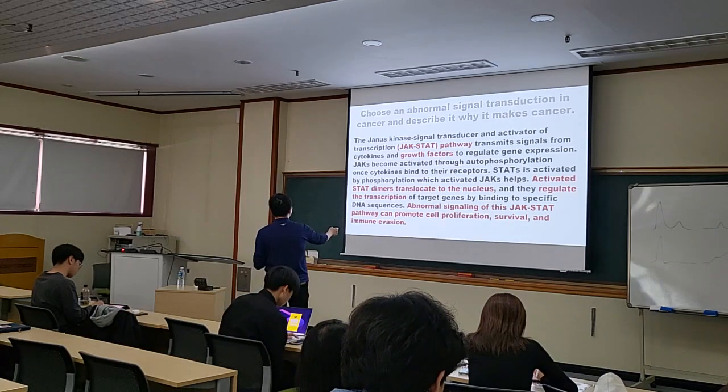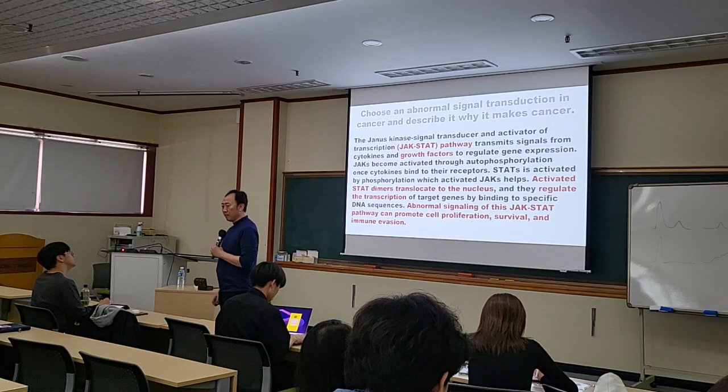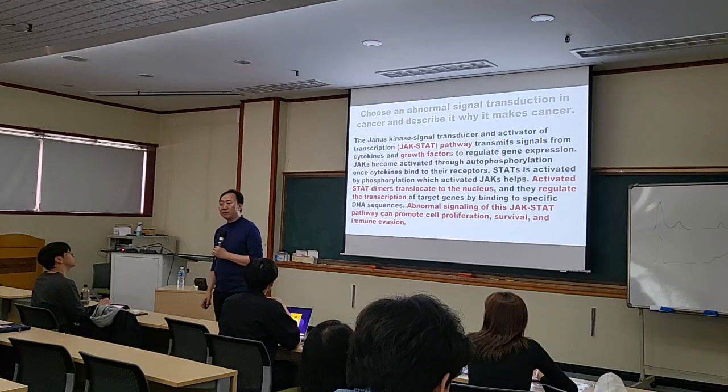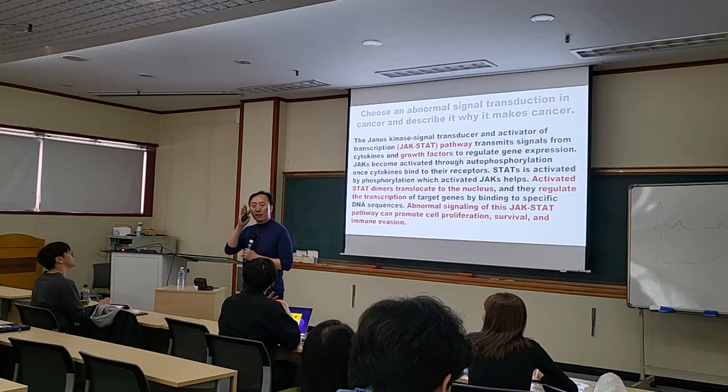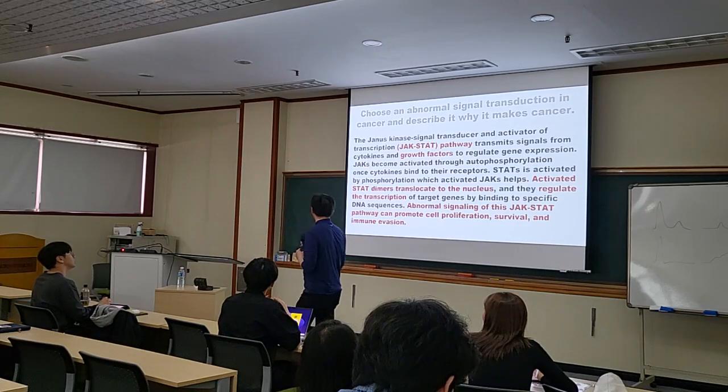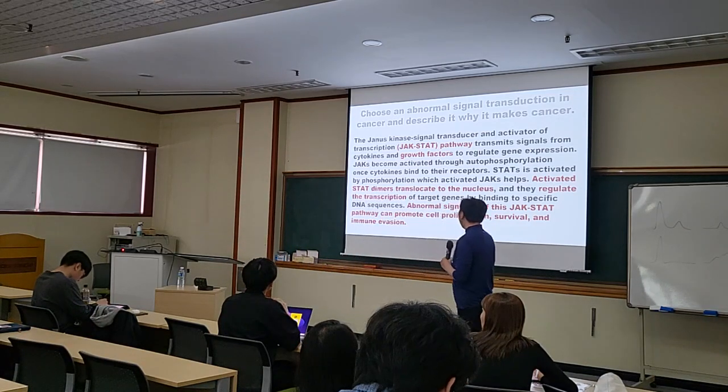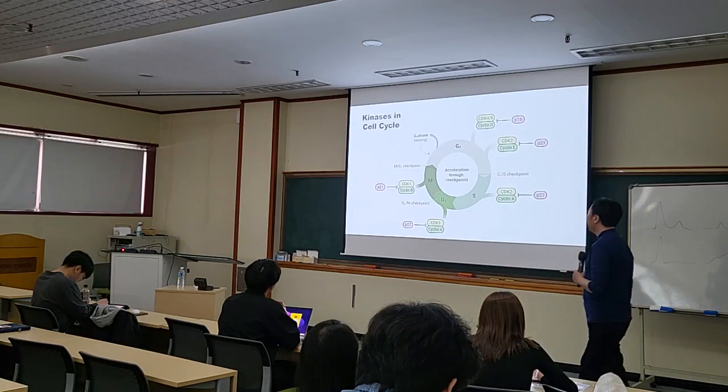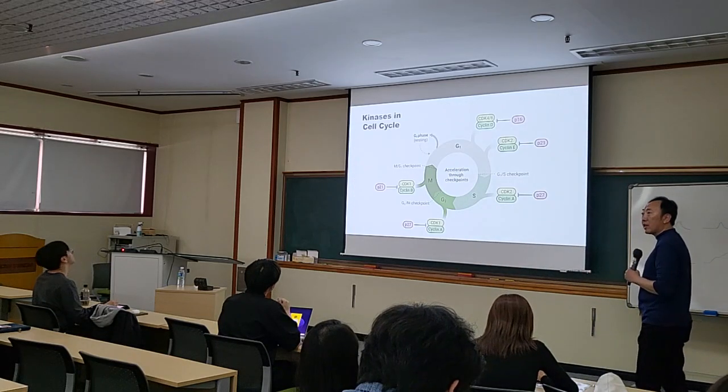One of them is Janus. Two-faced Janus. So Janus kinase. That kind of kinase is very important. Kinase is also involved in the cell cycle.